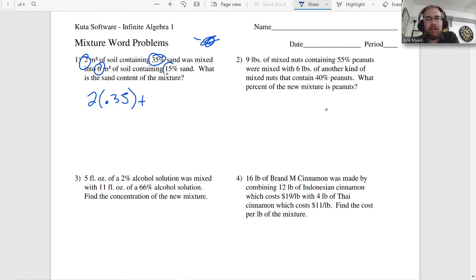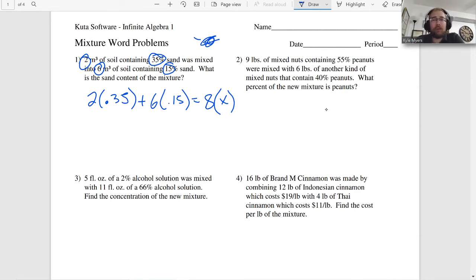So 6 and 15%, we're going to do the same thing: 6 times 0.15. That's going to tell me how much sand I have altogether. Now they want to know the sand content of the mixture. So I know I'm going to have altogether 8 meters cubed of mixture, and some sort of percent of sand. That's really what we're solving for. They want to know the percent. They didn't say percent, which was an oversight on their part, but that's what they mean.